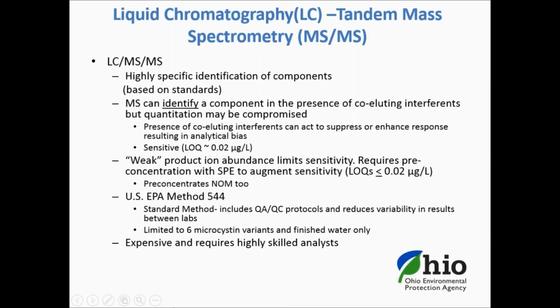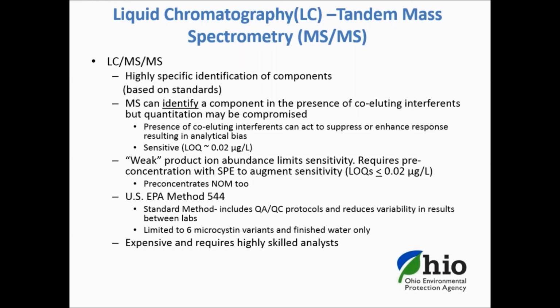Liquid chromatography followed by mass spectrometry allows for highly specific identification of components. This is the best method for identifying specific microcystin variants, but it requires the use of microcystin standards. Unfortunately, standards are only currently available for a small subset of variants, approximately 17 standards available out of the 140 variants. MS methods can accurately identify a component in the presence of co-eluting interference, but quantitation can be compromised. This leads to the potential for under or over-reporting of concentrations.